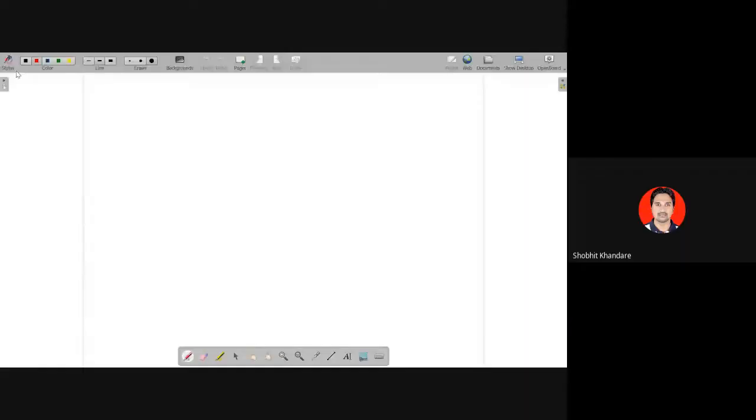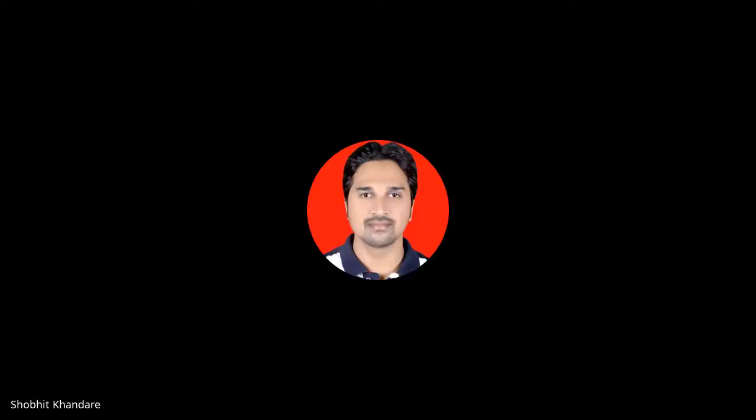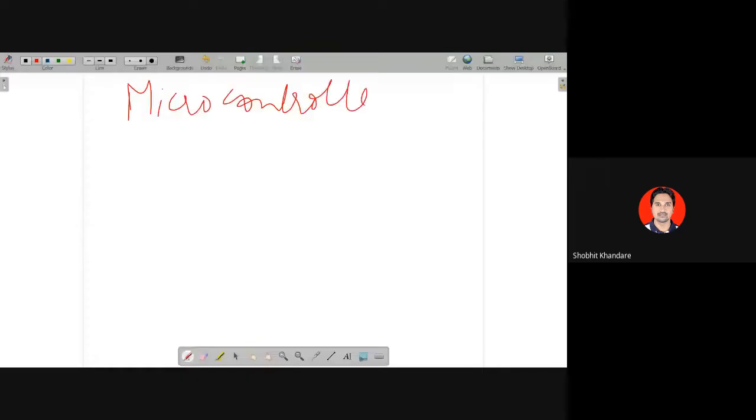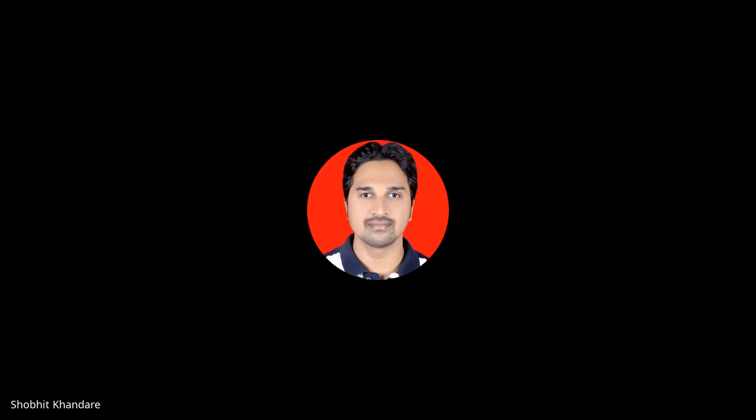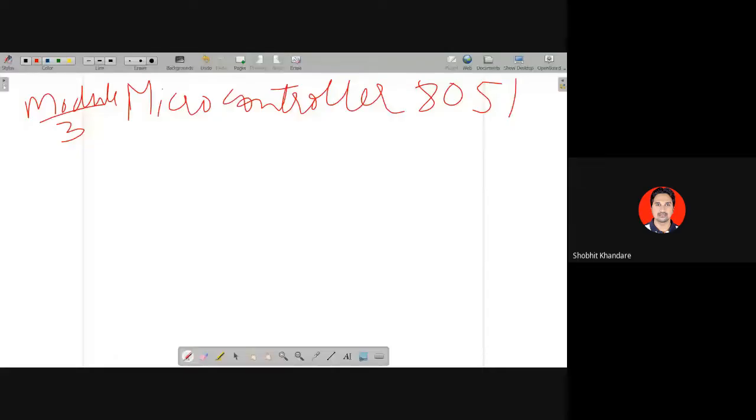Okay, so as I have told you, we will be starting with the third module, Microcontroller 8051. So this is your module. The second module we will take afterwards. The second module is related with the memory, so we will take the memory portion later. We will start with the fresh module, that is module 3 with the microcontroller 8051.